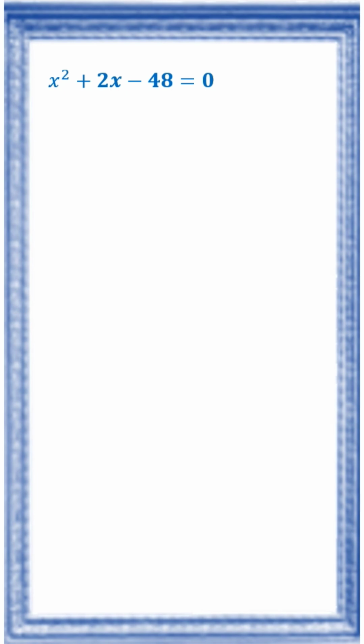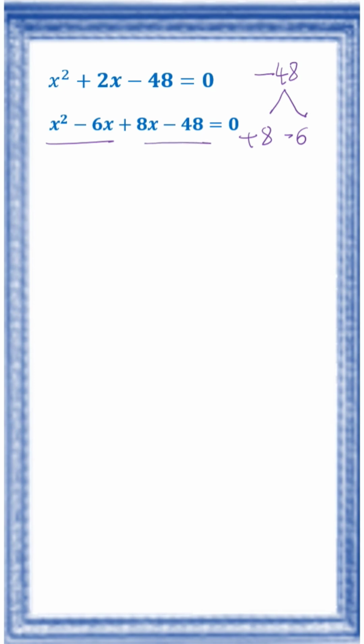Now we can solve it by factorization method or quadratic formula method. Factorization method is very easy. Formula method is also easy. Minus 48 can be factorized as 8 and 6, bigger number with sign plus, smaller number with sign minus. So minus 6 plus 8, observe, then group it. Here x is common, here 8 is common.